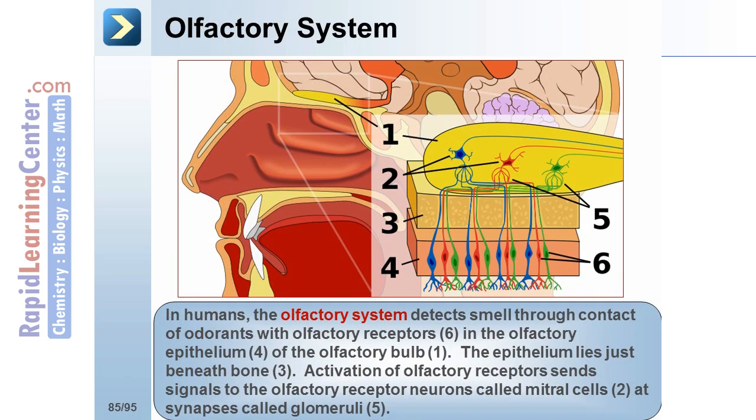In humans, the olfactory system detects smell through contact of odorants with olfactory receptors located in the olfactory epithelium of the olfactory bulb. The epithelium lies just beneath bone. Activation of olfactory receptors sends signals to the olfactory receptor neurons called mitral cells at synapses called glomeruli.